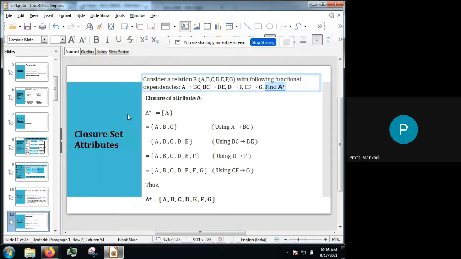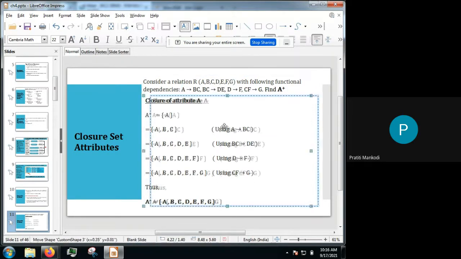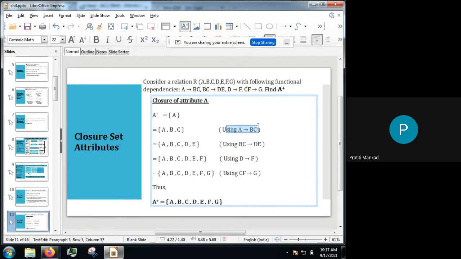So I have A. Now see the functional dependencies. Which other attributes can I derive with the help of A? If I have the value of A, can I get the value of B and C? Why? Because I have a functional dependency from A to BC. So I need to include B and C in my closure set. Also, when you are including the elements, do give the reason why you are including. Because of this functional dependency. Don't just write the attribute name, also give the reason why you are including.